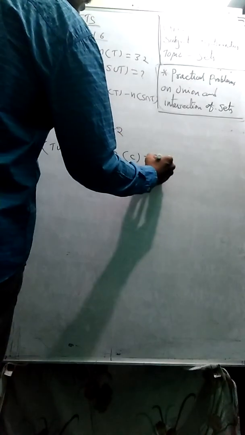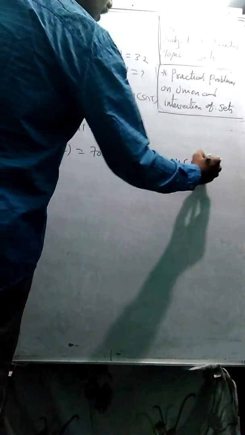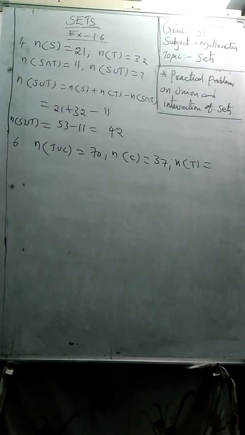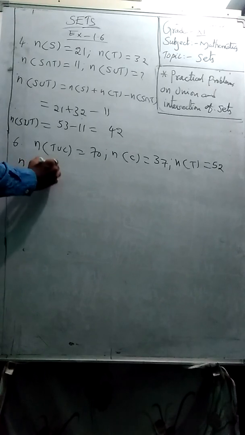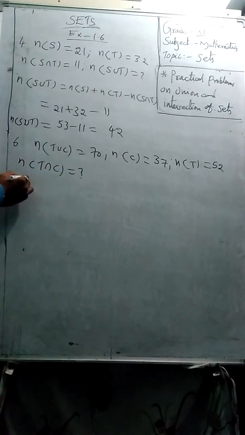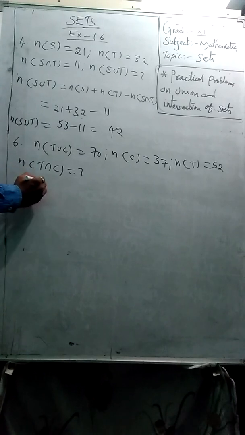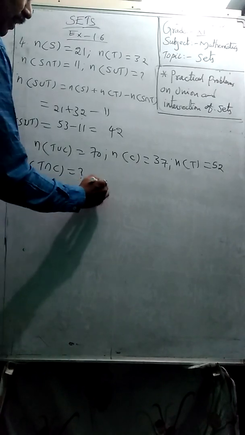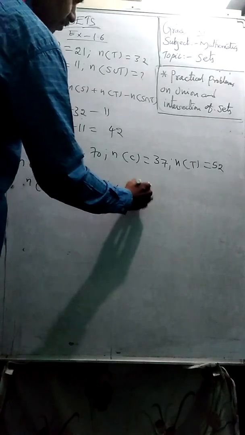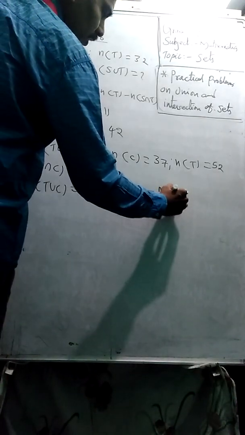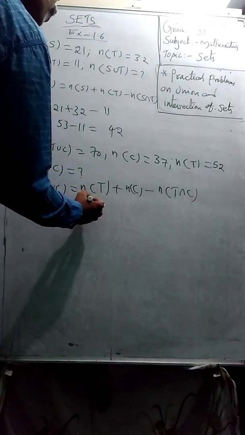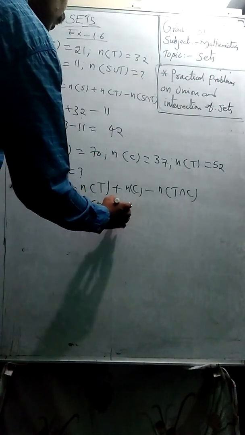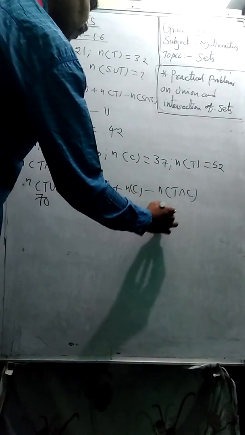N of C, those who are liking coffee, is 37. N of T, those who are liking tea, is 52. Then we need to find N of T intersection C. How much? So let us take the formula. N of T union C equals N of T plus N of C minus N of T intersection C. As we know, this is given 70, students, and N of T is given 52, and N of C is 37. We need to find this.